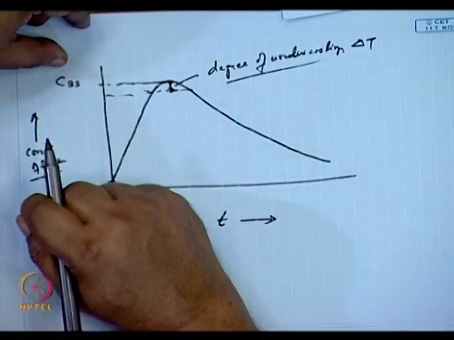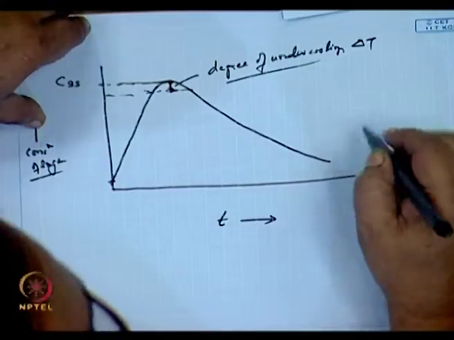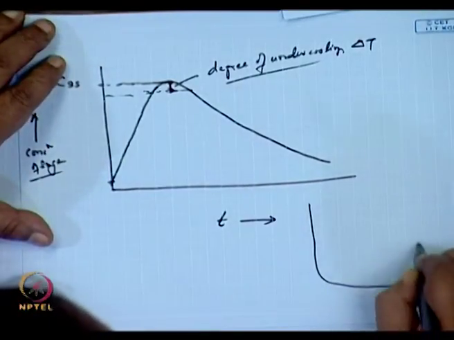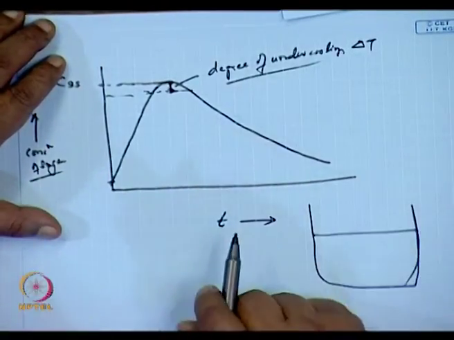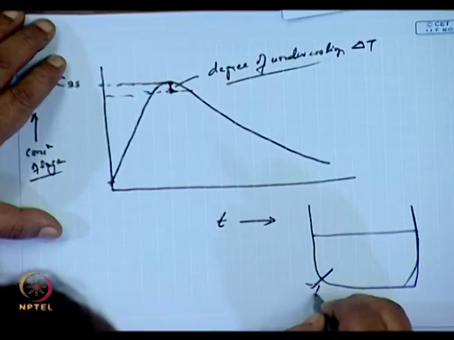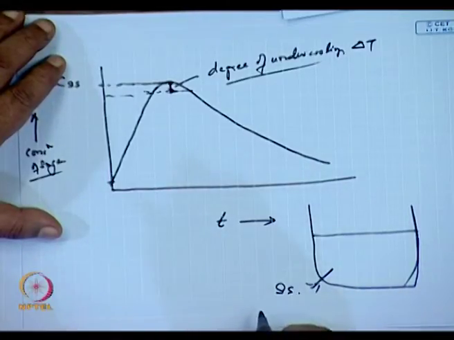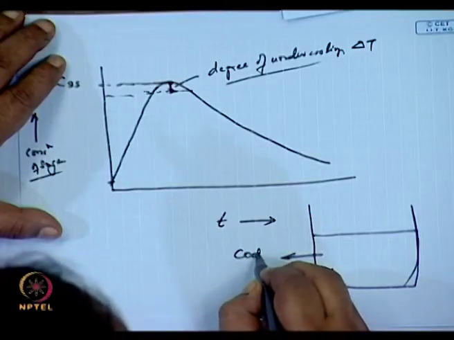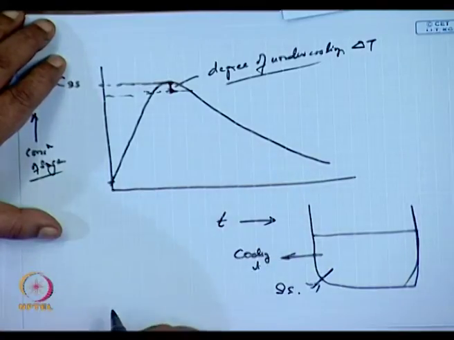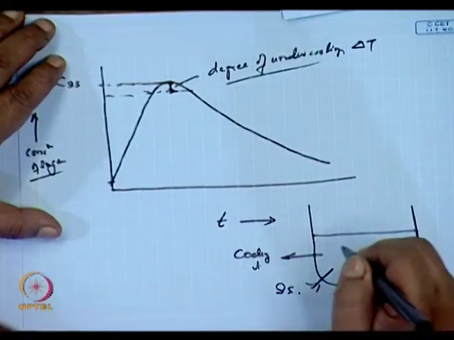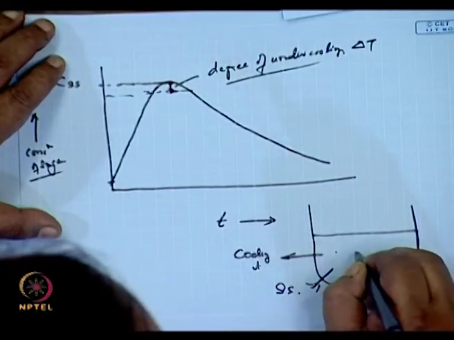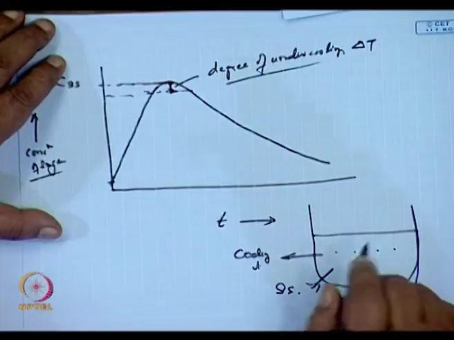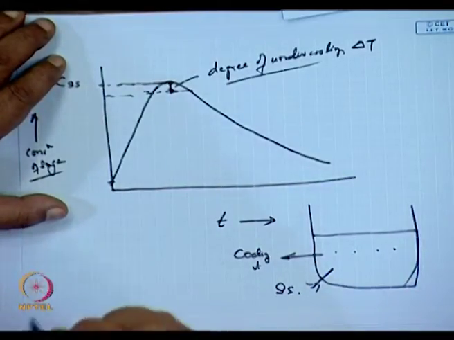What happens during this precipitation? That is, I have got a clear solution. This is supersaturated and I am now cooling it. What happens is, very isolated nuclei start separating out. This is the nuclei of the sugar, because I am talking of sugarcane, sugar solution.